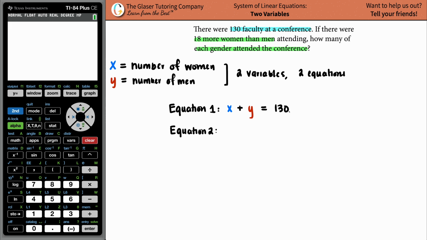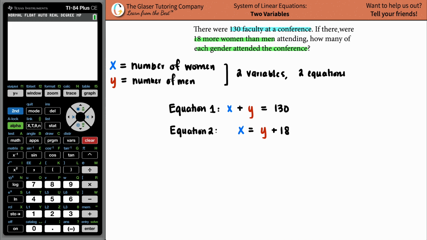Equation two, let's read the second sentence. They said that there were 18 more women than men. So let's talk about it in terms of women. We'll say that X, because that was the women, equals what? Now they said there were 18 more women than men. So whatever the men amount was, if I add 18 to that, that's how many women. So we're going to say Y plus 18.